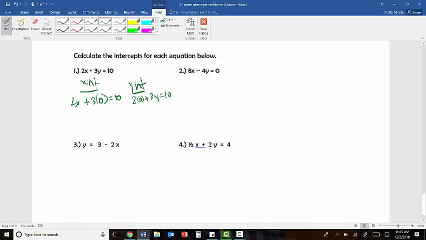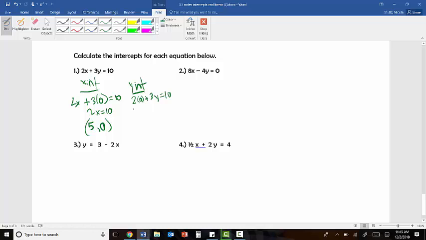So 3 times 0, that's just 0. You're left with 2x equals 10. So you're going to get x equals 5. Now you are supposed to write your answer as an ordered pair because intercept is a location. So 5 is the x, that means 0 is the y value. So that has to be an ordered pair.